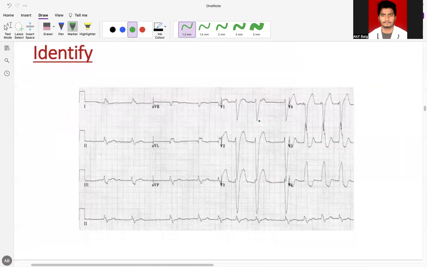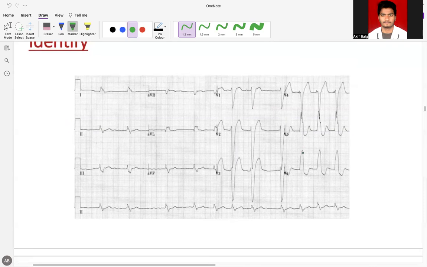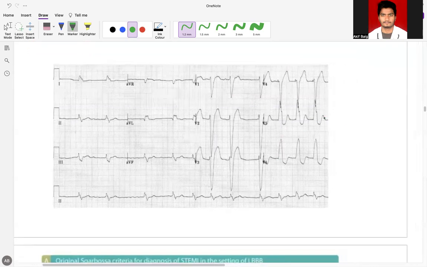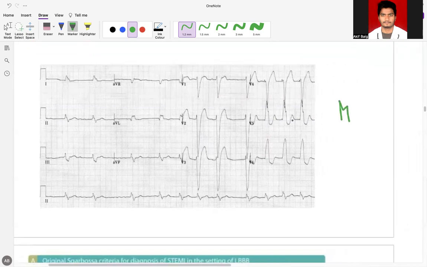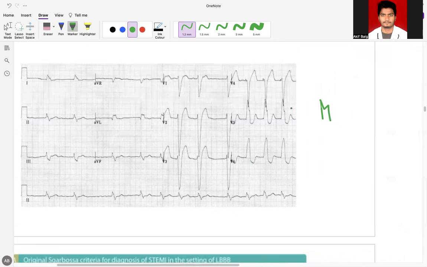So now the main STEMI we have discussed. Let's go to the other causes which appear as STEMI but are not actual STEMI, or can be a mimic of STEMI. You can see here an ECG with an M pattern in the lateral leads, broad QRS complexes, and also concordant or discordant changes. This is a classical case of left bundle branch block.